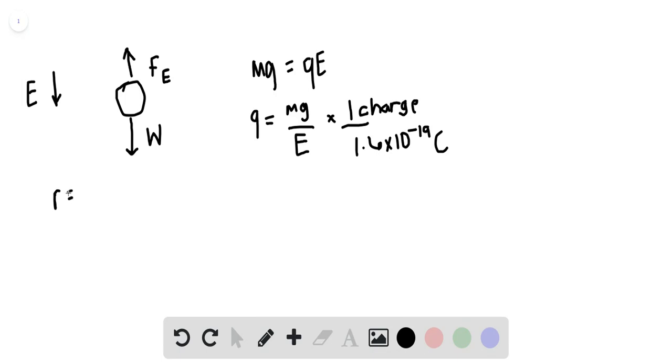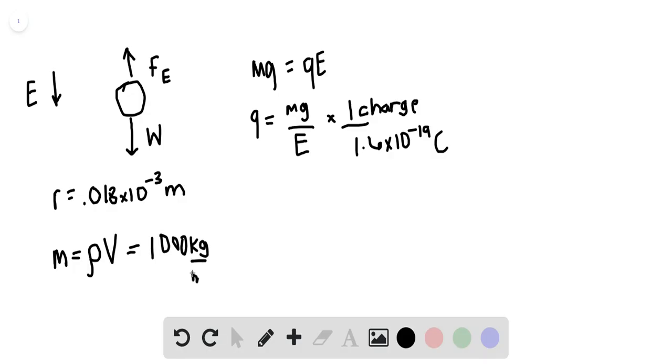So the problem doesn't actually give us the mass of the droplet, only the radius, which I can imagine is what would be measured. And then we're given that the radius is 0.018 millimeters. It's really small. And then to get the mass of it, you can use mass is equal to density times volume. The density of water is 1,000 kilograms per meter cubed. And then the volume is going to be 4/3 pi times r cubed.